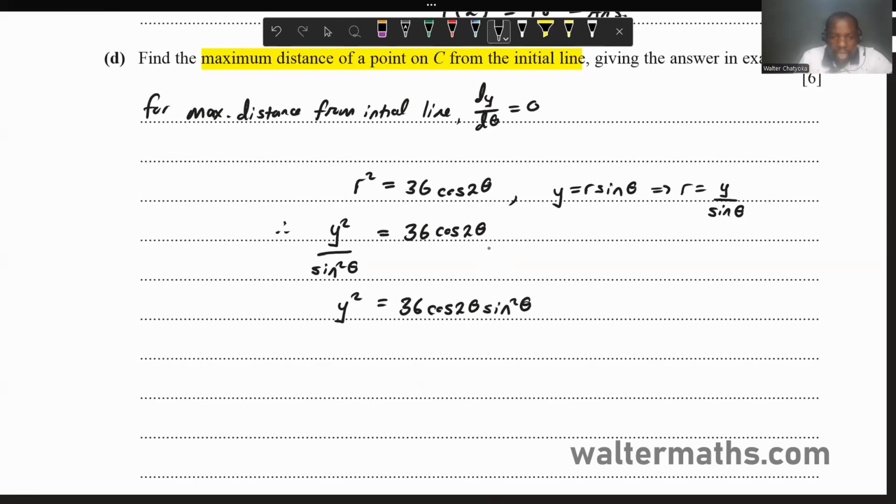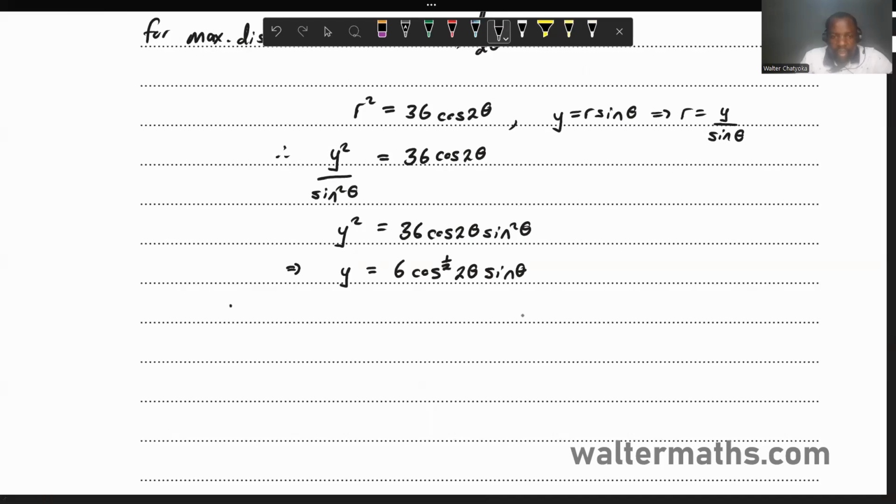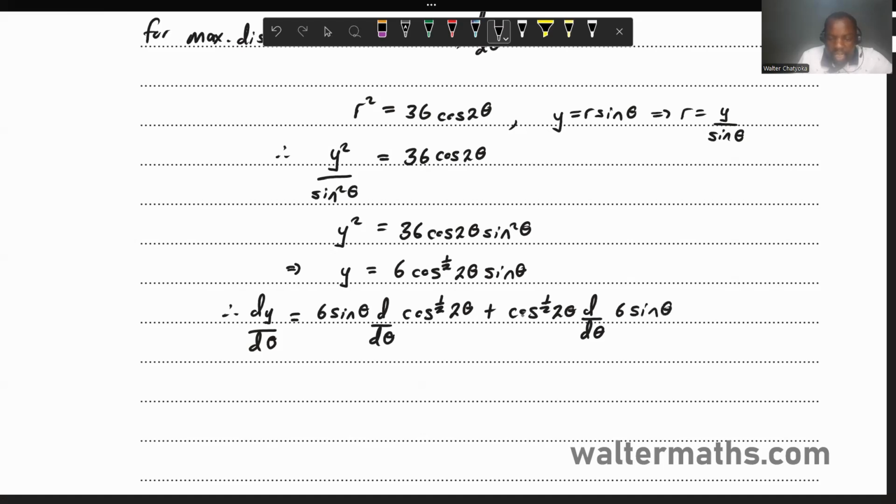Let's square root both sides. So that means that y will be equal to 6 times cos to the half of 2 theta times sine theta, like this. So we can now find dy by d theta. We do the product rule. So I'll take 6 sine theta times the derivative with respect to theta of cos to the half of 2 theta, plus cos to the half of 2 theta times the derivative with respect to theta of 6 sine theta.